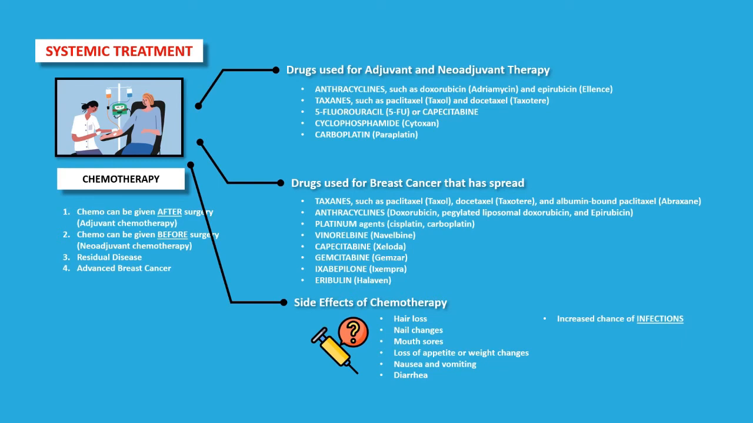white blood cell counts, easy bruising or bleeding from low blood platelet counts, and fatigue from low red blood cell counts and other reasons. These side effects usually go away after treatment is finished. There are often ways to lessen these side effects. For example, drugs can be given to prevent or reduce nausea and vomiting.